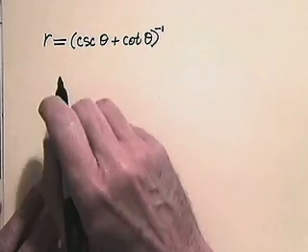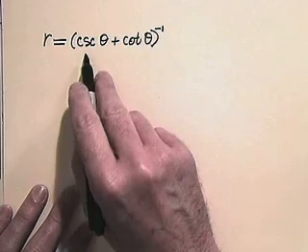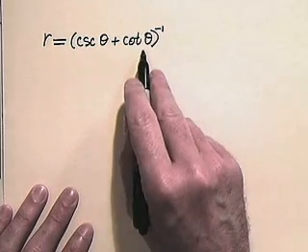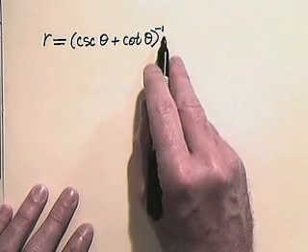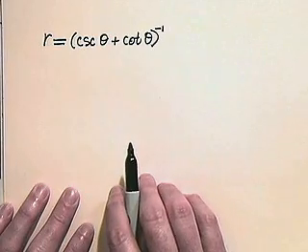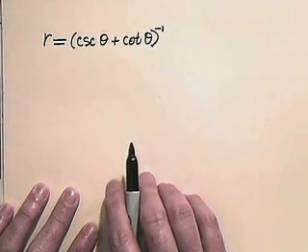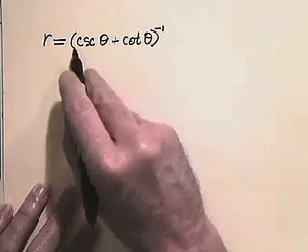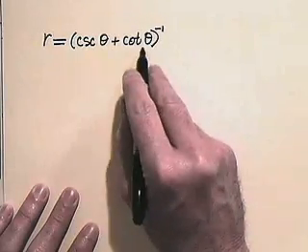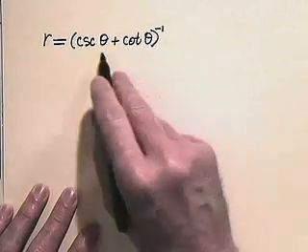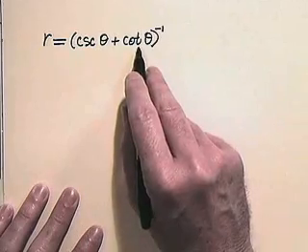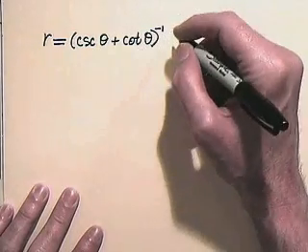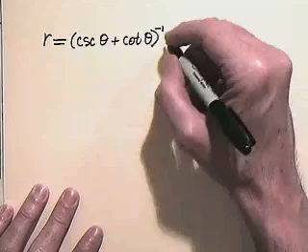Well, here in this case, we have the function r equals the quantity cosecant theta plus cotangent theta, all raised to the negative 1 power, and we want to compute dr d theta. So here, notice we have a function of a function. In the parenthesis, we have cosecant theta plus cotangent theta. And of course, whenever you have parenthesis, that's a tip-off that you have a function of a function.